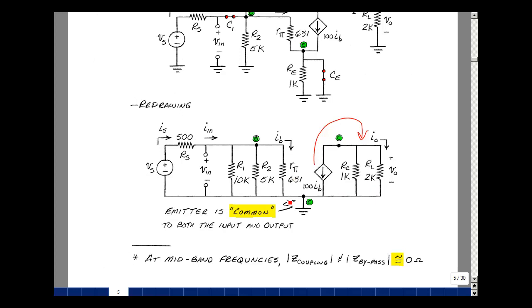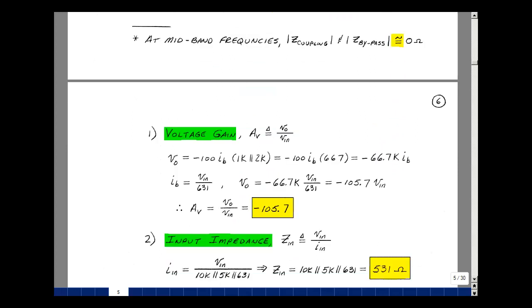What's the value of I sub B? I sub B is going to be equal to the current in this resistor. And the current in this resistor is going to be the voltage across it, which is Vn, divided by 631. Here's our output in terms of the controlled source and the parallel combination. And then here's our value of I sub B, and we can substitute that in over here. Multiplying this out, I get a minus 66.7 thousand, and then the value of I sub B is Vn over 631. That gives me a value of a minus 105.7.